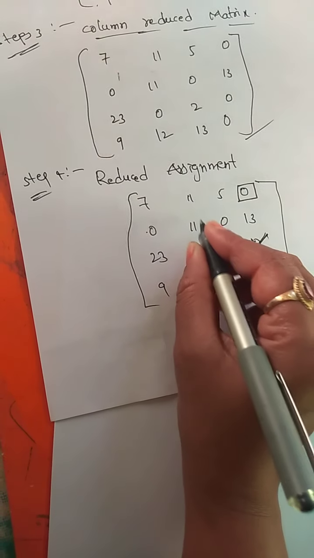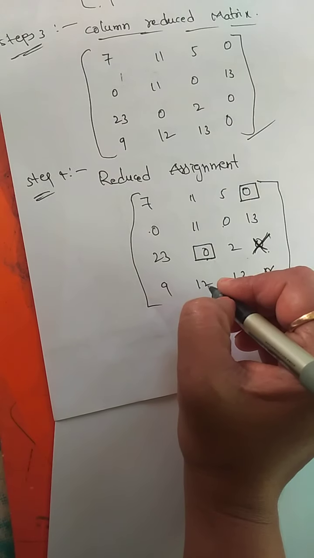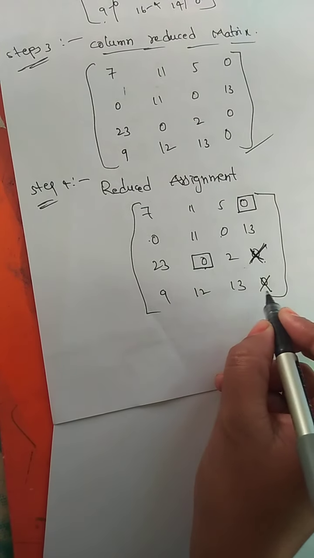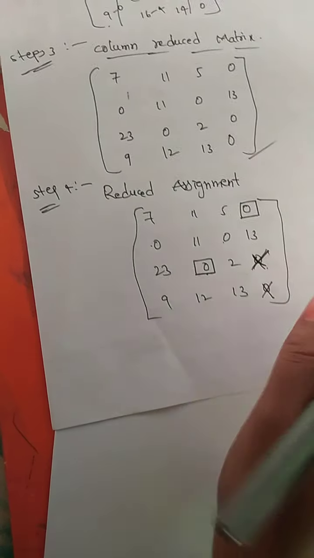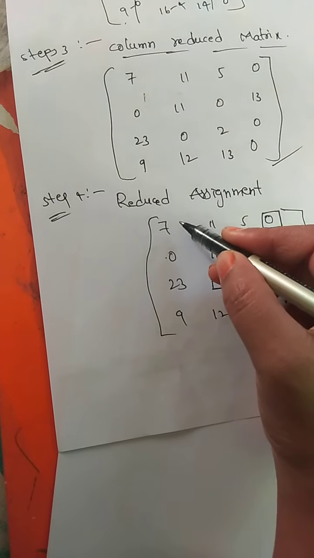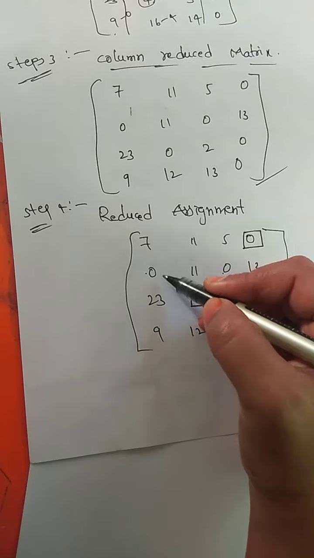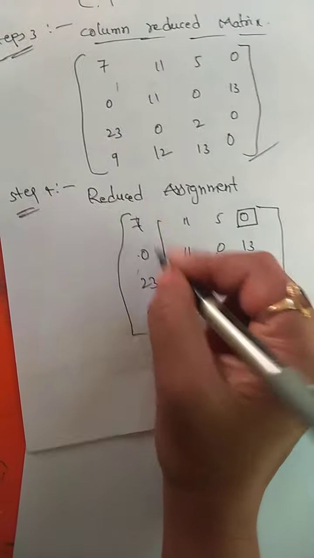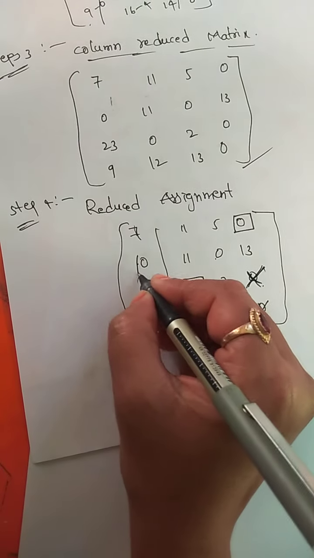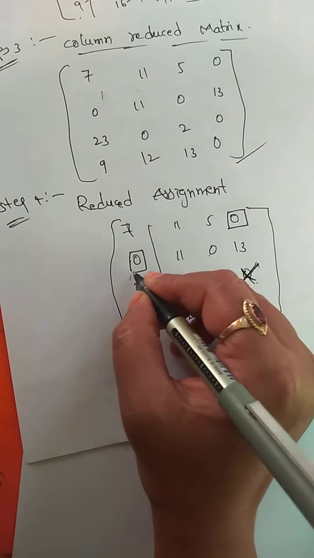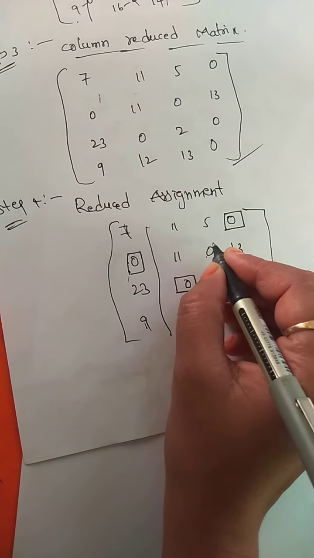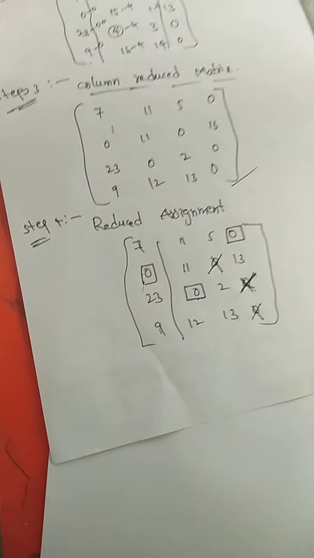In this column, are there any zeros? We have to cancel them, but there are no zeros. Next, in this row there are no zeros. Now the assignment is started with the column. In this column there is only one 0, we assign it there. Next we cancel the zeros in this row. Is it clear? I think so.